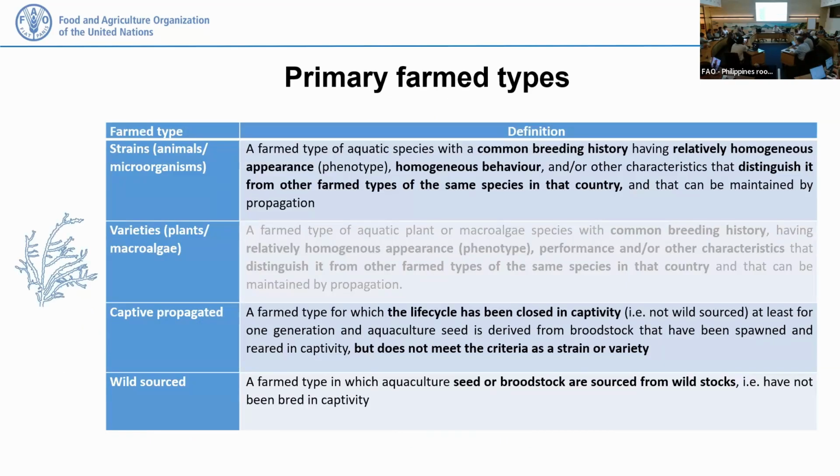This is a definition of the primary farm types. I'm not going to read them out, and I will distribute this. The definitions are available online. It'll take too long. But each one has a strict definition, and so when you're entering information into AquaGRIS, you look at this definition and you try to identify which genetic resources fit which type.